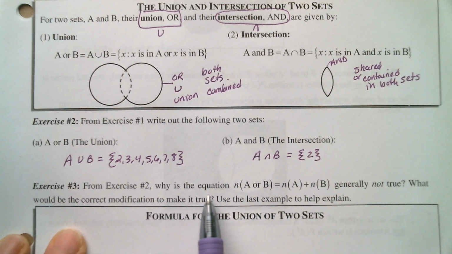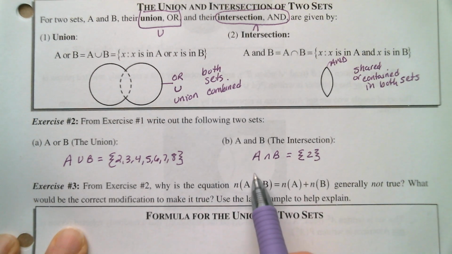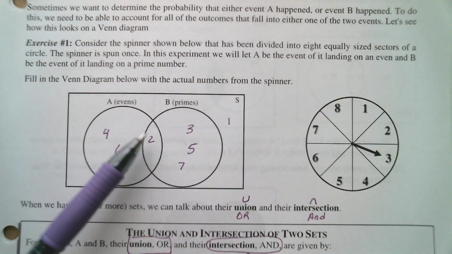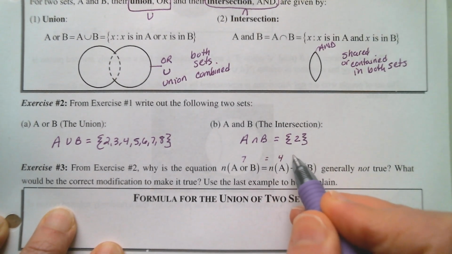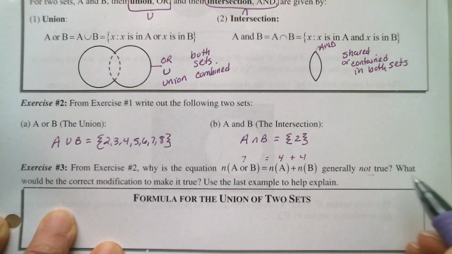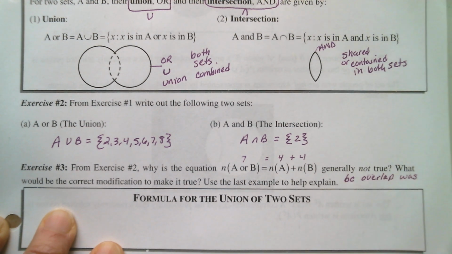From exercise number 2, why is the equation the number of elements in A or B equal the number of elements in A plus the number of elements in B true? Well, what is the number of elements in A or B? That's 7, right? Number of elements in A, looking back up here, is 4, and then the number of elements in B is these 4, so 7 equals 4 plus 4. Why is this generally not true? Because of the overlap. The overlap is counted twice.